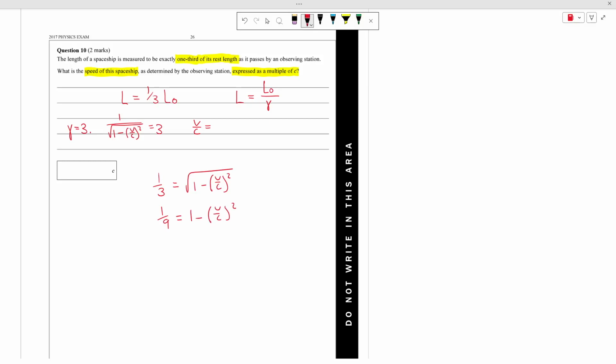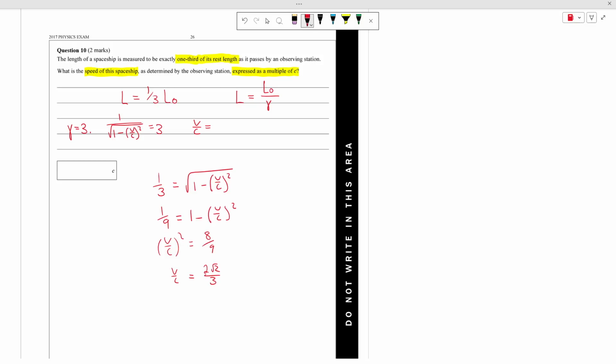Swap the (v over c) squared and the 1/9, and I get (v over c) squared equals 8/9. That's 1 minus a 9th. And then the square root of both sides, v over c equals the square root of 8 over 9, which is 2 root 2 over 3, I think.